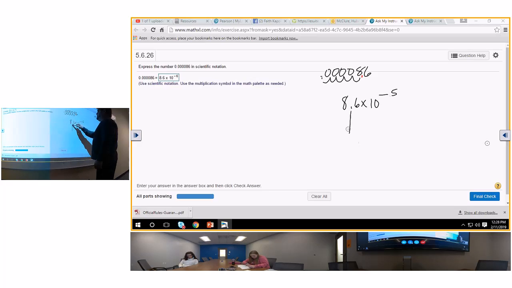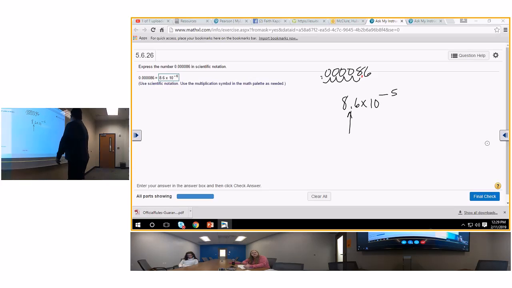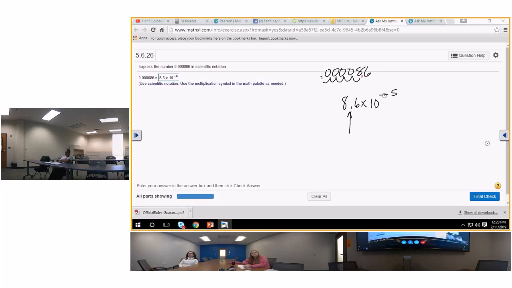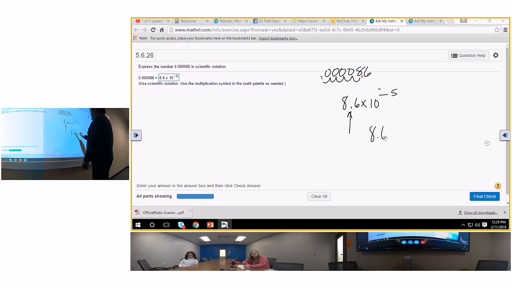Which way do we move this decimal in our head to get it back the way it was? To the left. Yes, to the left. 8.6 times 10 to the negative 5th.